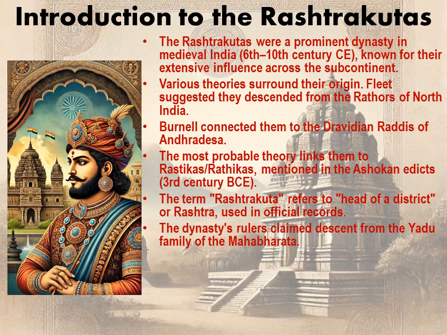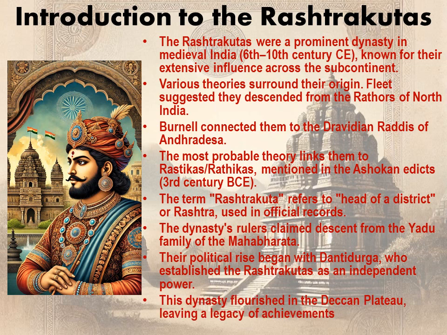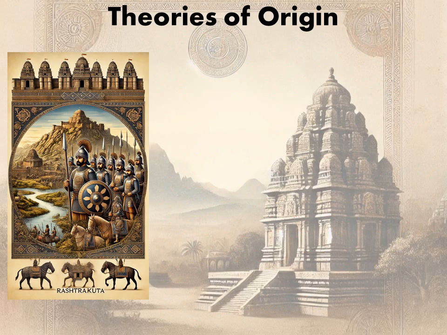The dynasty's rulers claim descent from the Yadu family of the Mahabharata. Their political rise began with Danti Durga, who established the Rashtrakutas as an independent power. The dynasty flourished in the Deccan Plateau, leaving a legacy of achievements.